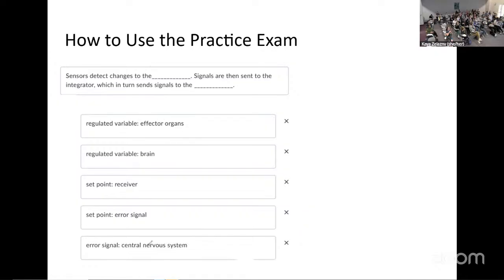But you're going to go through all the answers and you're going to try them all. You're going to make sure that you understand why the other answer choices are wrong. And you're going to make sure that you understand all the terms that show up, right? So you're going to keep reading, even if you get this regulated variable effector organs one, you're going to make sure, okay, I also do know what the brain is. I do also know what a set point is. I don't think receivers are real, so that one's not one. You wouldn't find it in your notes, wouldn't find it in your textbook, but you know what an error signal is. You've seen a mention of the central nervous system. So then you're prepared in case those other terms appear on the exam.